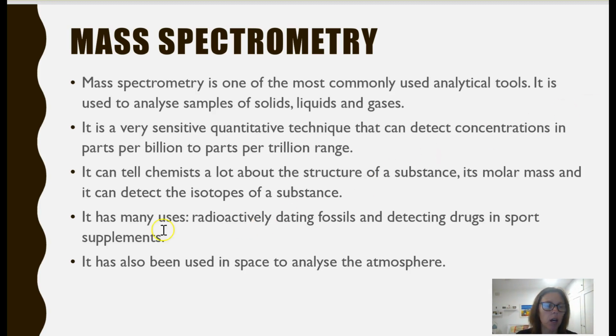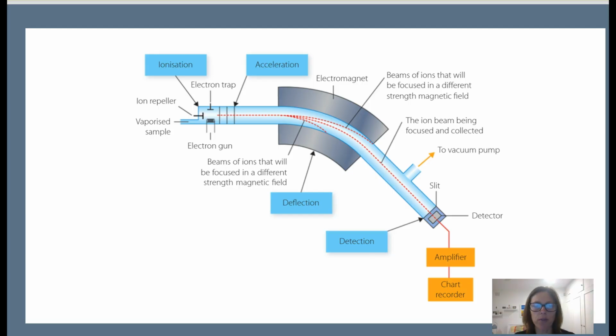So let's have a look at the machine that we've got. This is just a really simplified version. Again, you may have seen this at ANSTO when we went visiting and had a look at the mass spectrometer that they had there. So here is our machine. You can see here a vaporized sample is put into this machine, and that is ionized there.